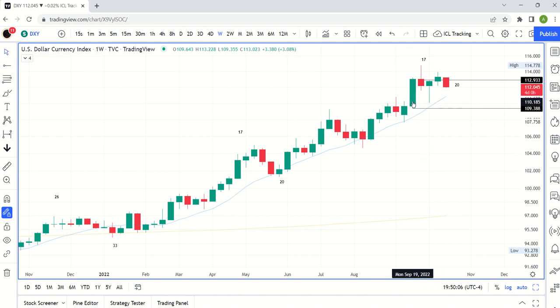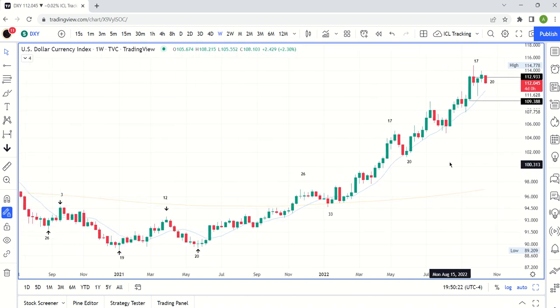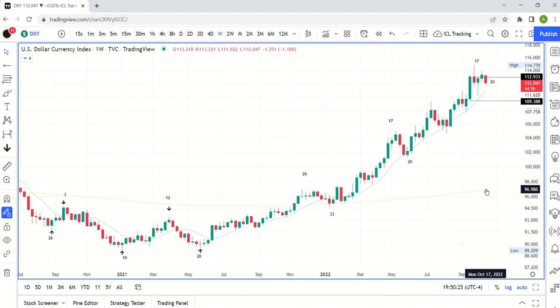Because you think about it, this candle is like a big rally, and these are just kind of consolidation candles. Again, this is your weekly chart. This obviously threatened to break down, but it did not get out of the range, notice, right? So that's going to be important to watch, that 109.388 level.